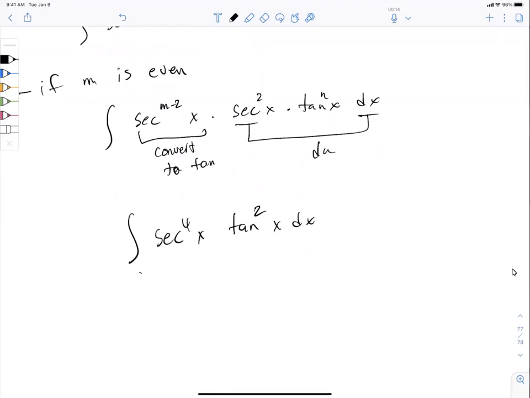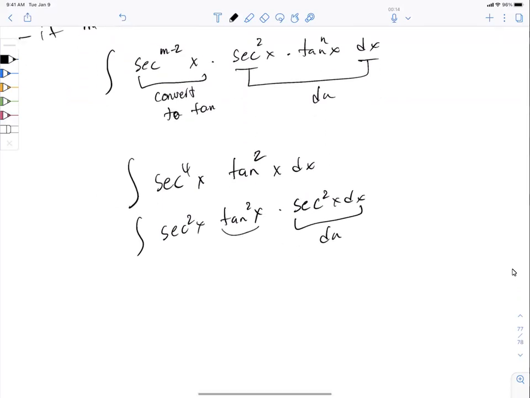Then I'm going to peel 2 of the secants off, combine it with the dx. This is my du, and then I'm going to convert secant to tangent. I'm too much stuck on the sine cosine right now. My apologies.